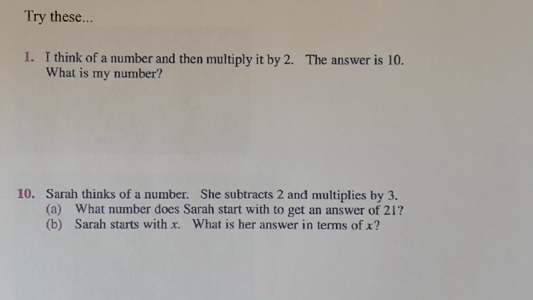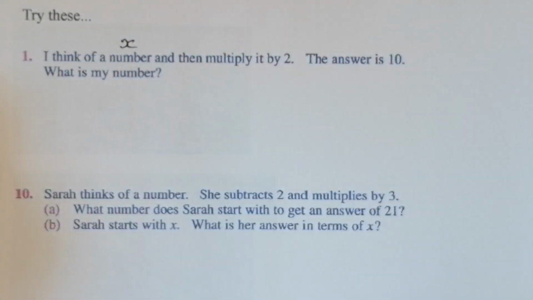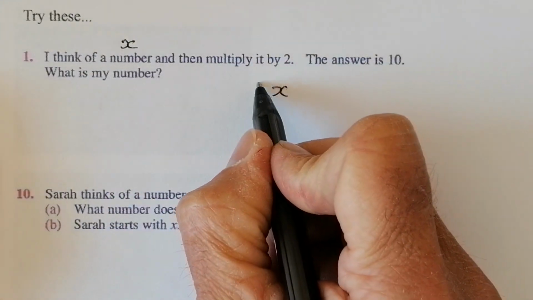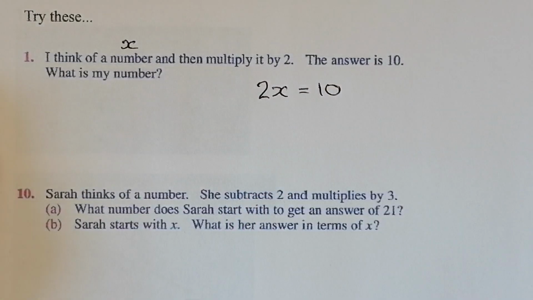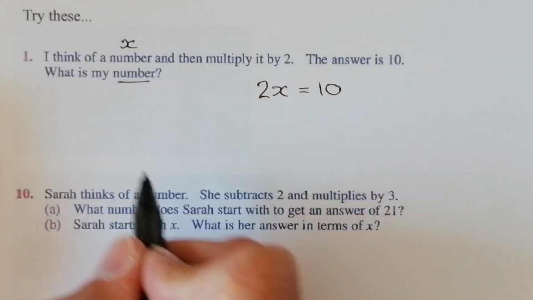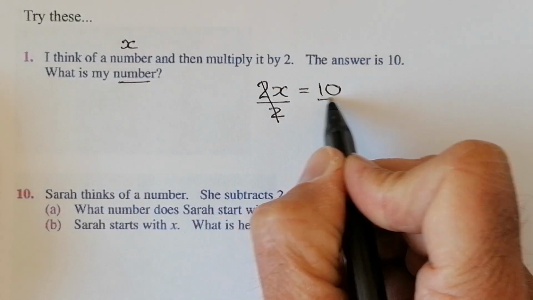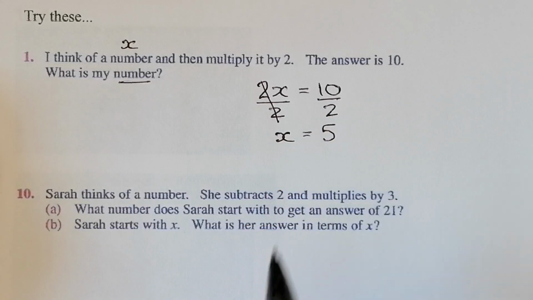Here we go. I think of a number and then I multiply it by 2, so a relatively simple one. The answer's 10. What's my number? I'm going to assign x to that number. So I've got x, I'm going to multiply it by 2, so that'll give me 2x. My answer's 10. To find the number, I'm going to divide this side by 2, cancel that out, which will give me x is equal to 5.